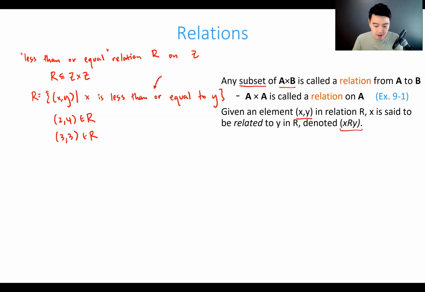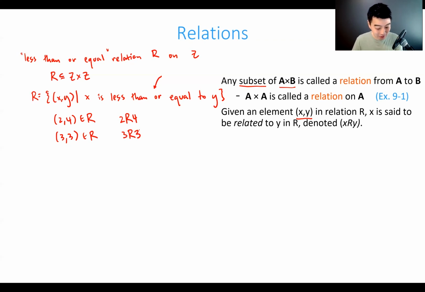Okay. Now, I did also mention that we can denote x R y as the element x is related to the element y. So similarly, if I've defined my relation R in this way, I can simply write 2 R 4 or 3 R 3. Now, certain relations have very special symbols, right?